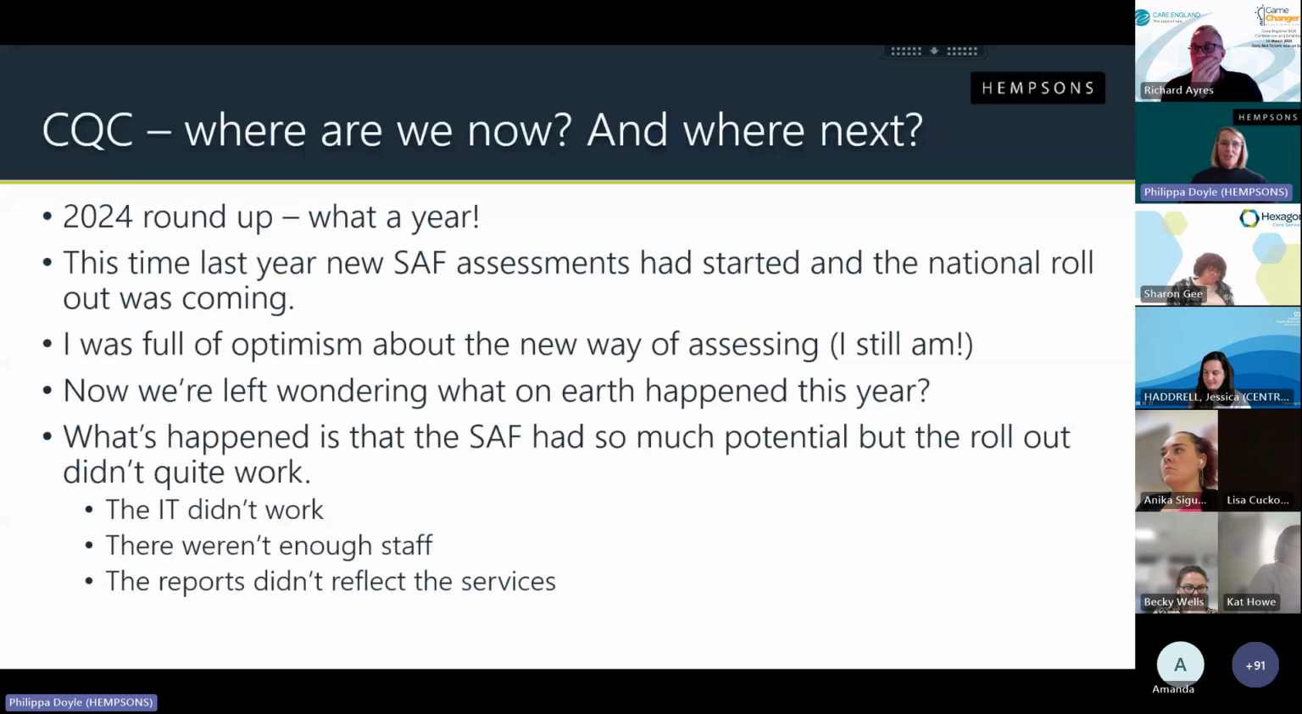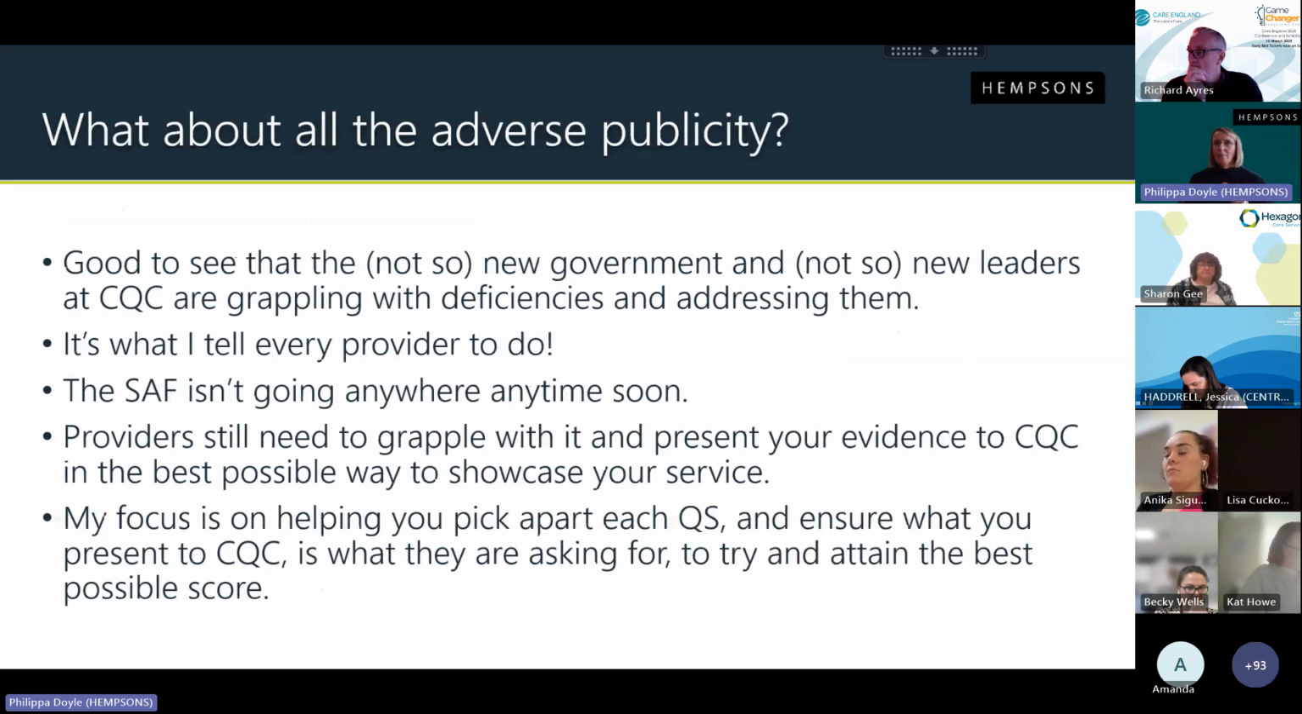Because all of that potential seems to have fallen apart because the rollout just didn't quite work. The IT didn't really work. There weren't really enough staff to make it happen. We were seeing regularly that reports didn't quite reflect the services. It felt like they were too much AI driven, that the inspector that had been out into the service wasn't actually involved in the drafting of the report. It was all written by somebody else. It was all very disjointed and clunky, and it just doesn't really work the way anybody was expecting it to or wanted it to.